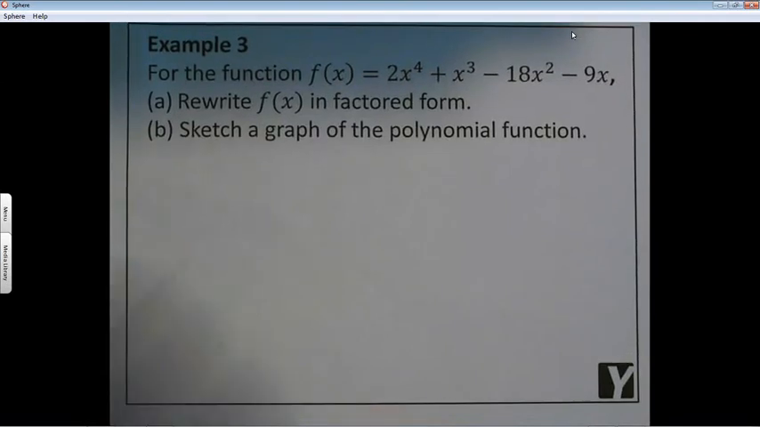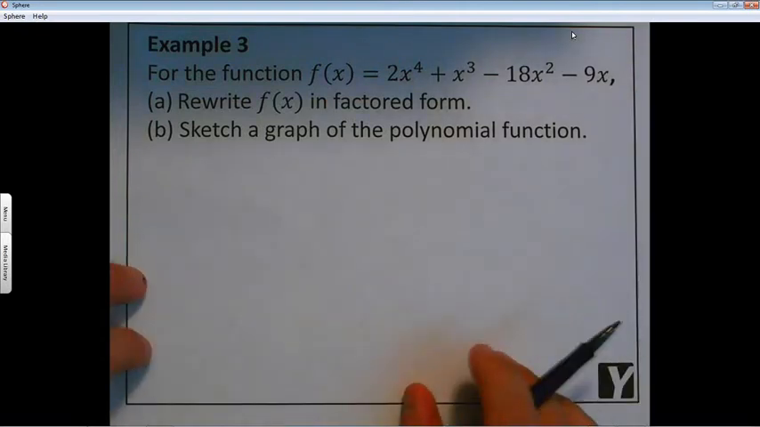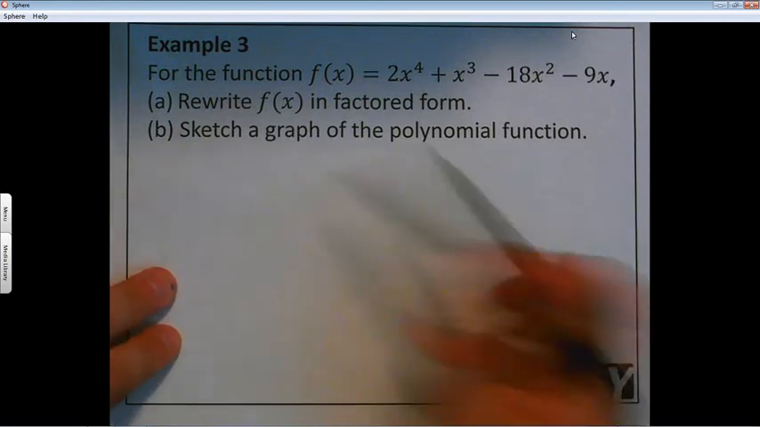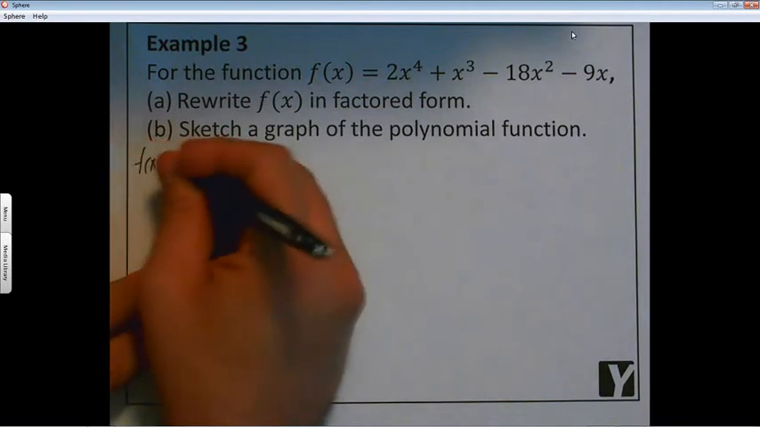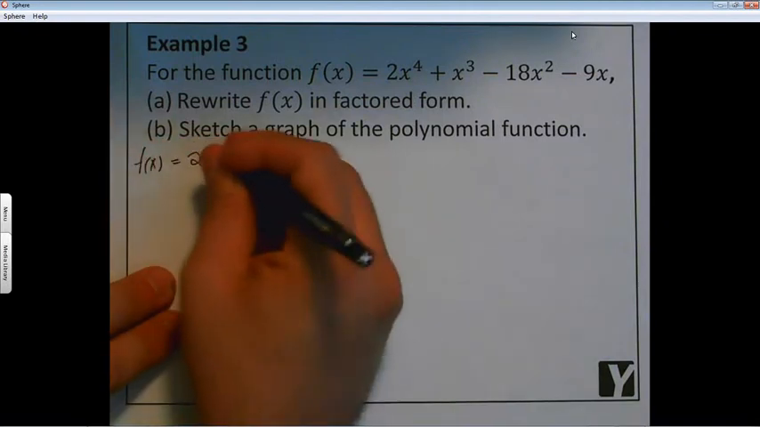All right, we're going to do one more problem before we wrap this up. In this third example, we're given a polynomial function. We want to first write f of x in factored form, and then second, we want to sketch a graph of the polynomial function. So we actually have several skills that we're going over in this video.